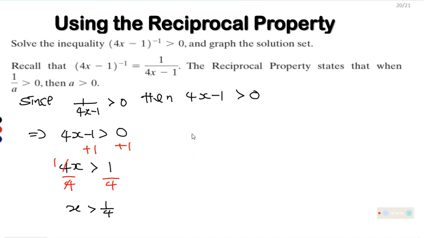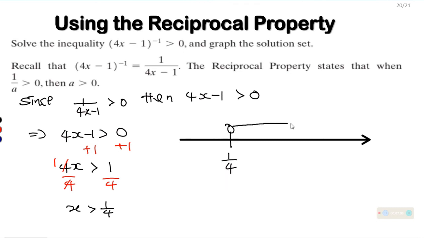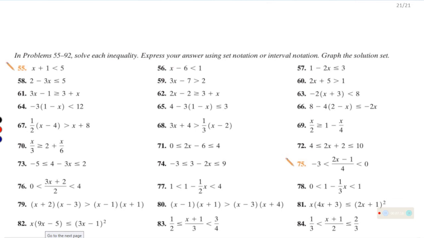Okay, so we can graph the solution thus. So 1 over 4 is somewhere around here. So the arrow points to the right and the circle is unshaded because the inequality is strict, and this is the x-axis. So this is how to solve reciprocal inequality.